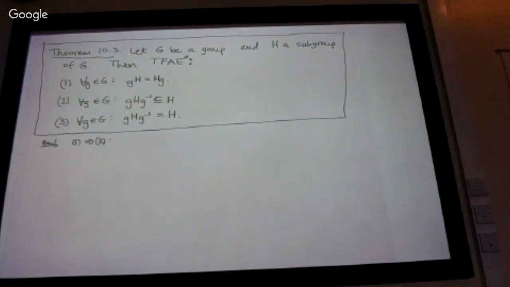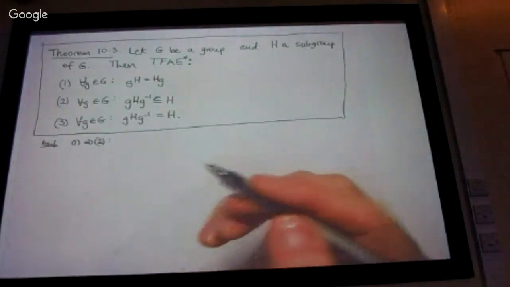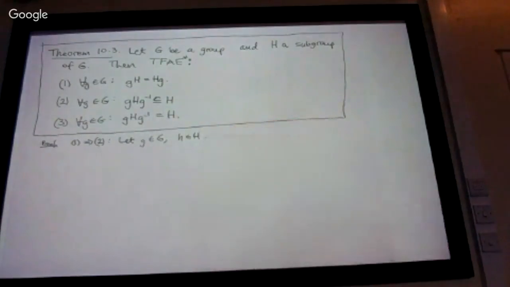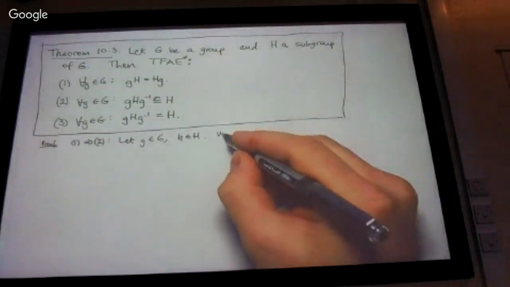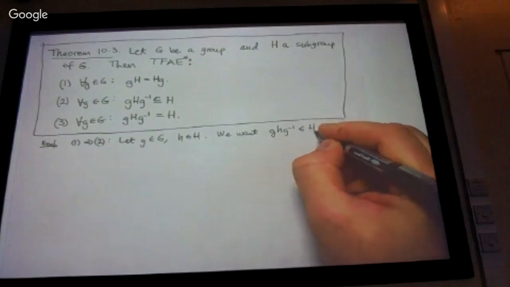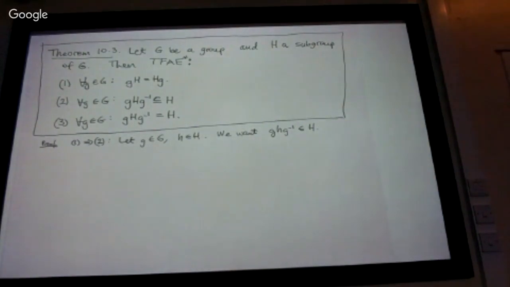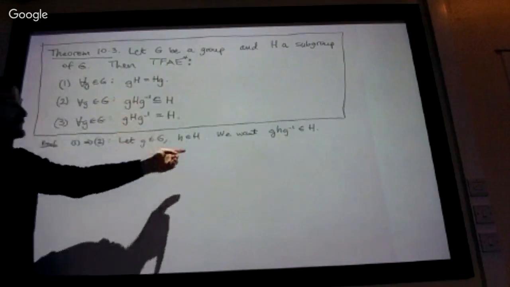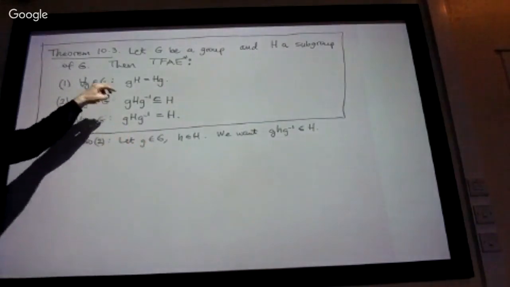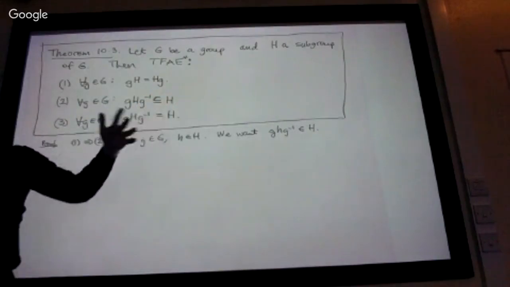So what do we need to show? We need to show that given 1, we can prove 2. So suppose G is in G and little h is in the subgroup, and then what we want to show is that G h G inverse is in H. Showing that something is a subset means you take any element here. Well, the elements here are exactly all these, where h runs through all the elements of big H. And we want to show that when you take any element there, it is also an element there. That's what being a subset means.